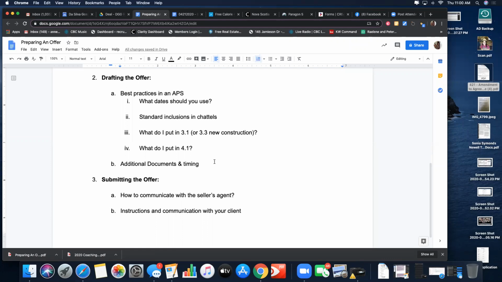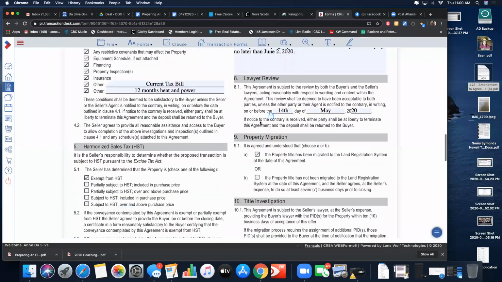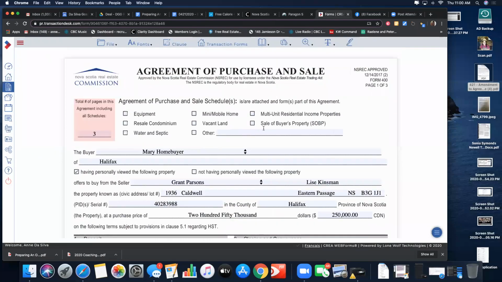So additional documents and timing. This is where, if we're looking at web forms and we go back to the beginning of the offer, there are all these other documents that could potentially be applied to an agreement. I am not going to go through each one of these forms with you at this moment. I will tell you that the most commonly used ones are your water and septic, or your resale condominium, the 2 most common documents that we would see. And the dates that you put for the buyer conditions on those forms, what date do you think I would like them to match?